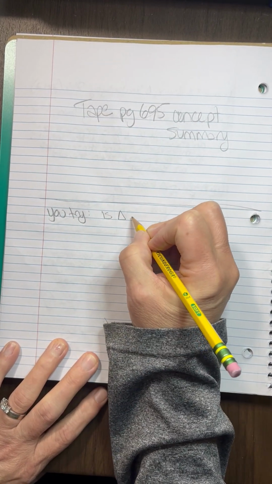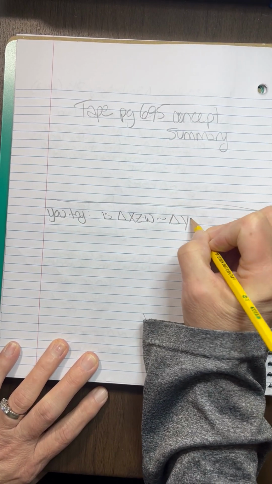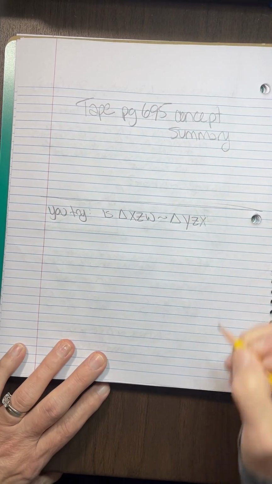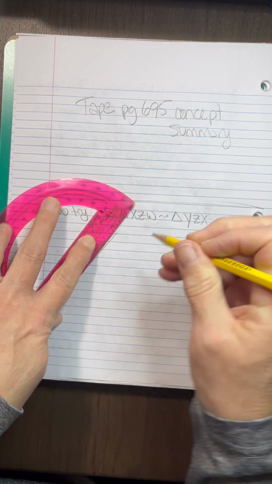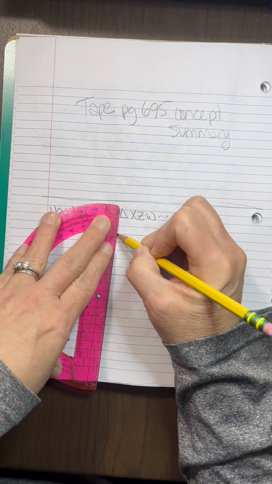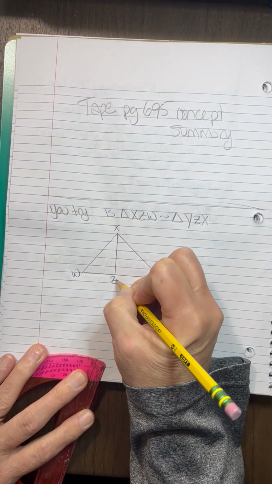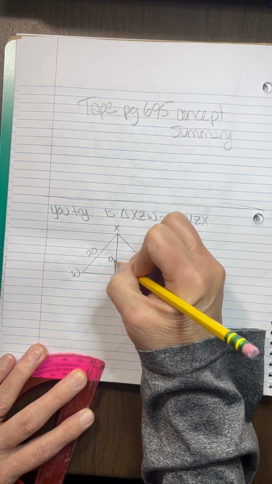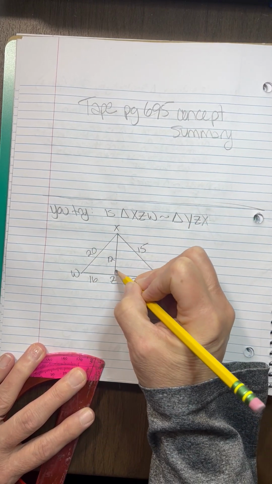I'm going to have you try: is triangle XZW similar to triangle YZX? Okay, so for this one, this is more what you're going to see, to be honest, instead of just two beside each other. So we're going to draw this, and we have X, W, Z, and Y, 20, 12, 15, 16, 9, and this is a right angle.